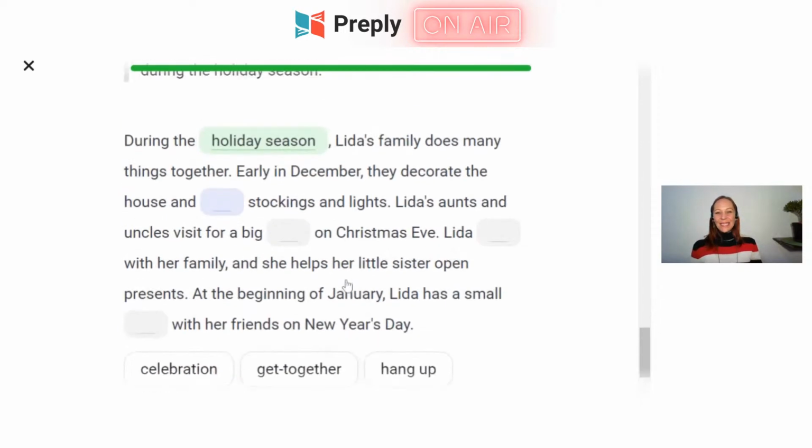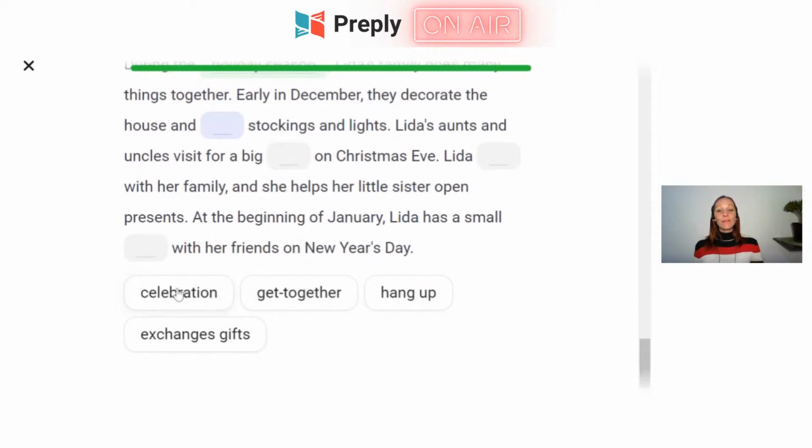Right, so as you can see on the screen, I have done the first one as an example for you. During the holiday season, Leader's family does many things together. And you can see that our list of words to choose from is actually right at the bottom over here. So the words that we have left to put in is celebration, a big get-together.